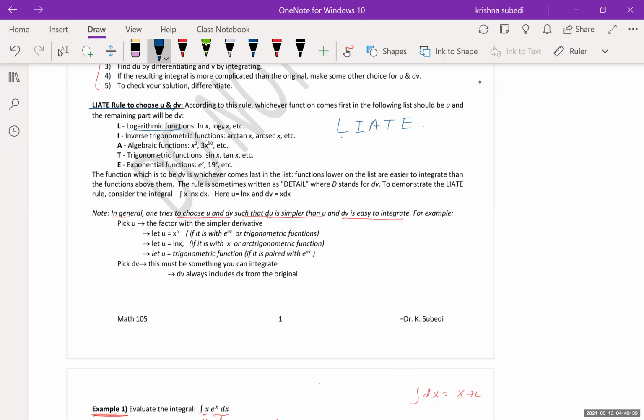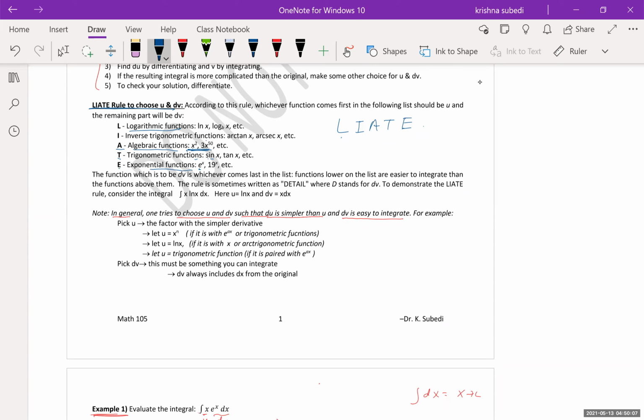But we don't use those inverse trigonometric functions in this course that much. But anyway, A represents algebraic functions like x squared, 3x to the power 50, that kind of functions. T represents trigonometric functions, which is sine x, cosine x, tan x, etc. And E represents exponential functions. Okay, e to the x, 2 to the power x, something like that.